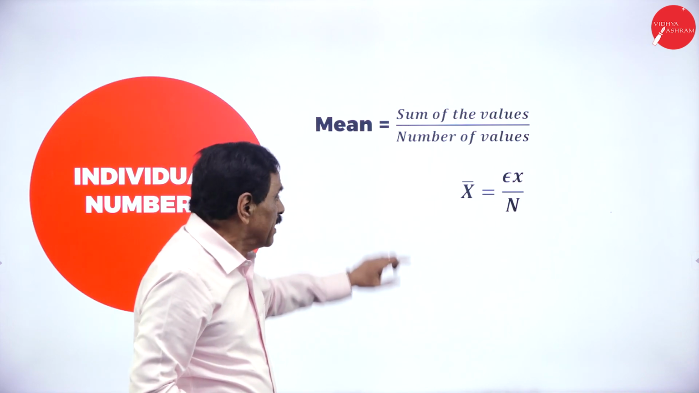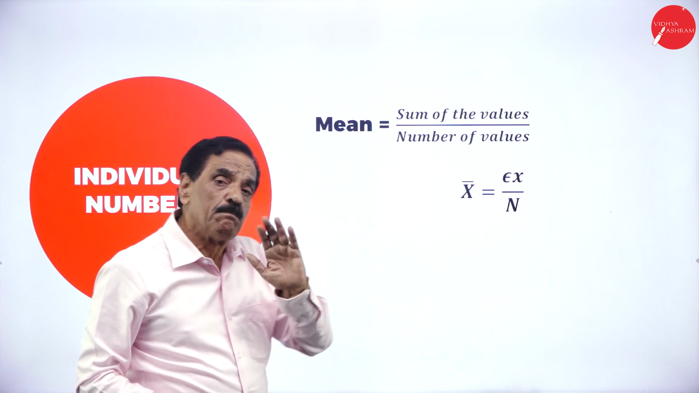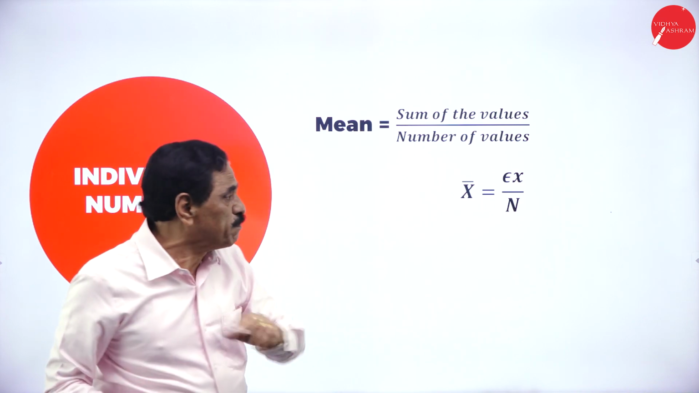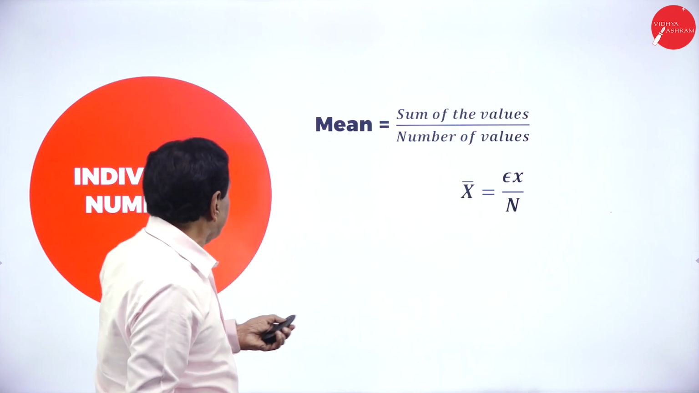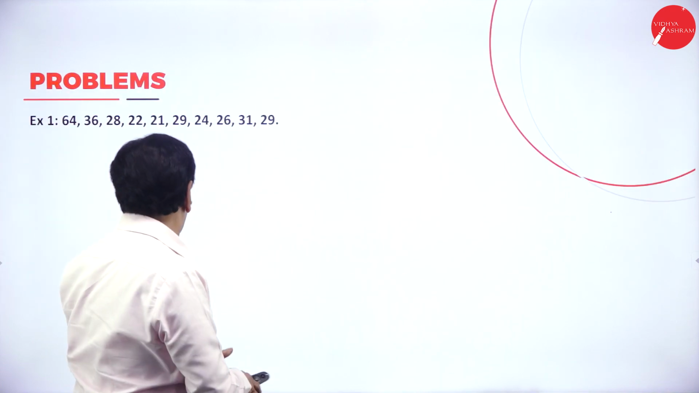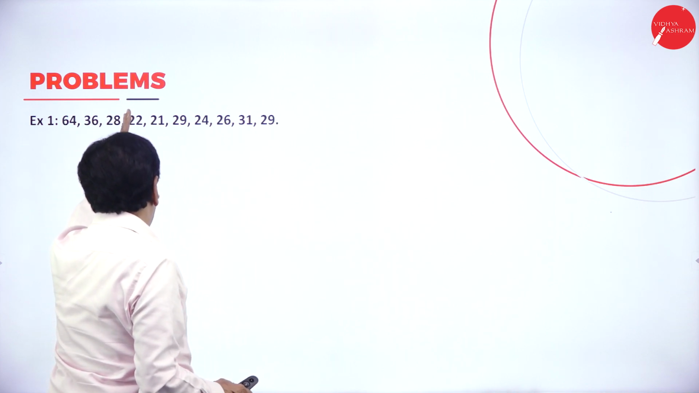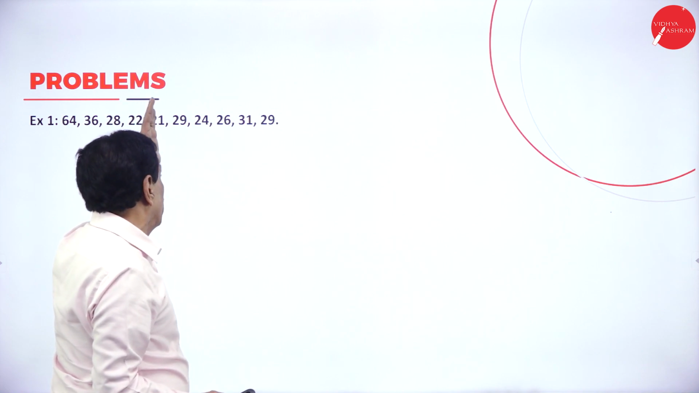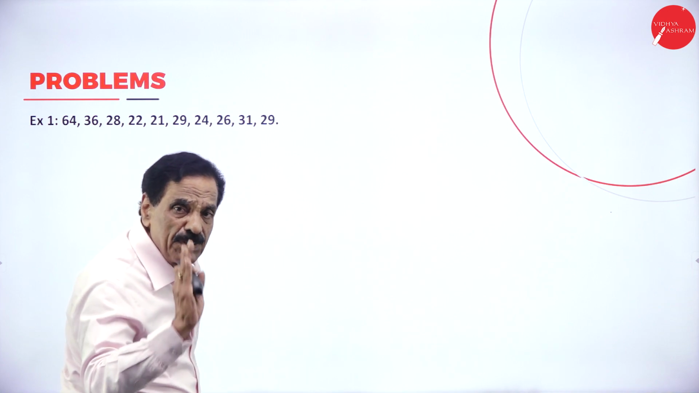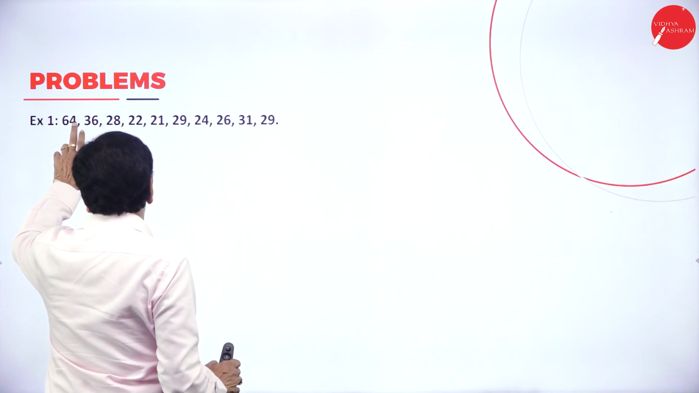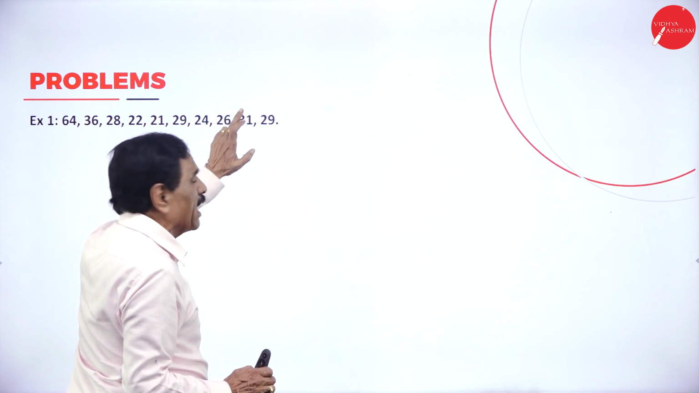In statistics, X bar is called the mean of X, or X mean also. Mean and average are one and the same. So X mean is equal to sigma X over N. For example, the numbers are 64, 36, 28, 22, 21, 29, 24, 26, 31 and 20. These are the individual numbers. How many terms are there? 1, 2, 3, 4, 5, 6, 7, 8, 9, 10.